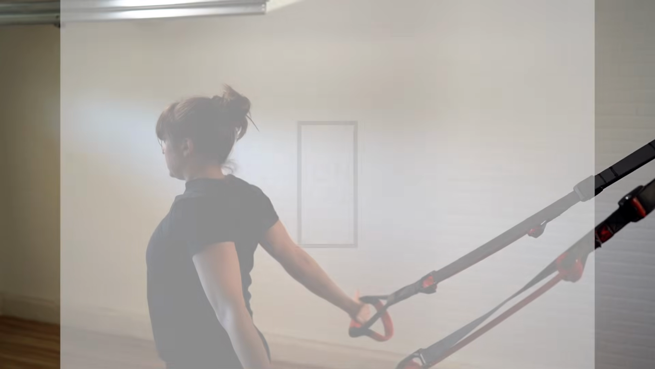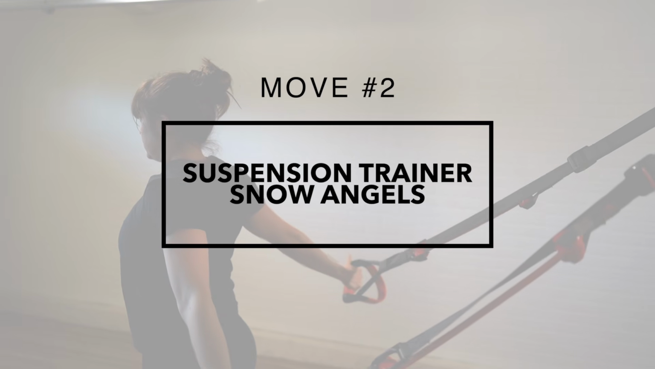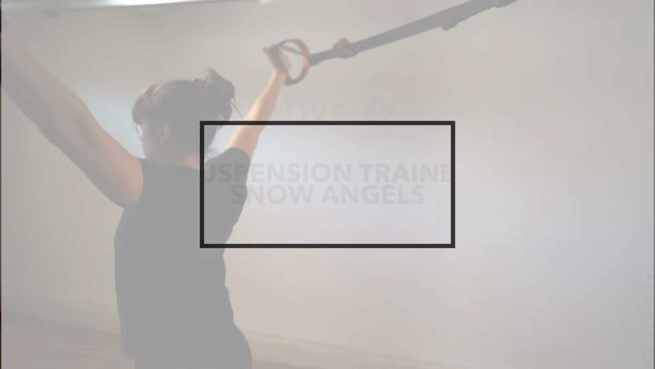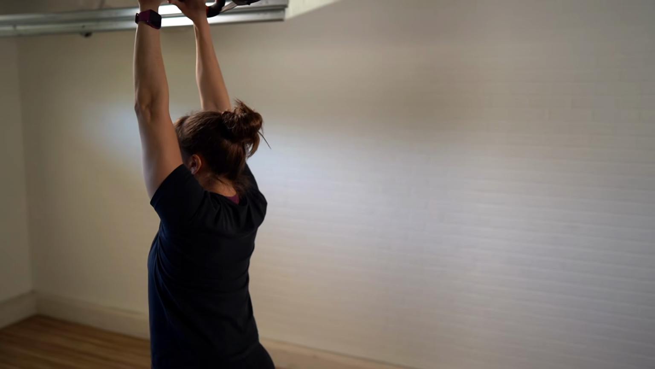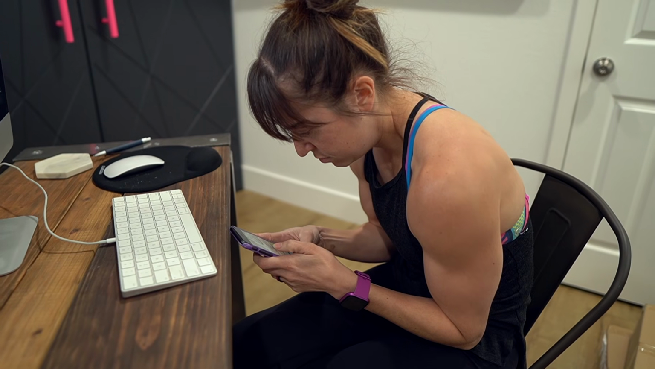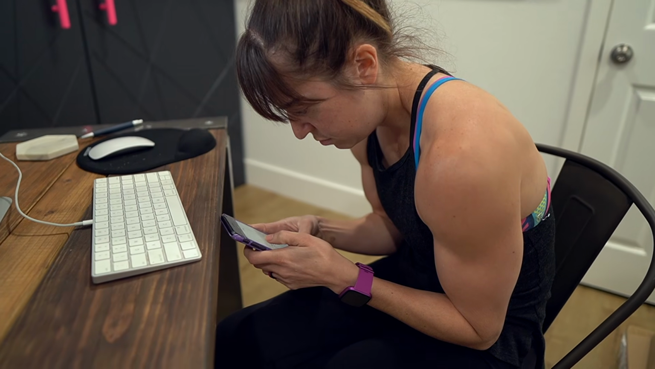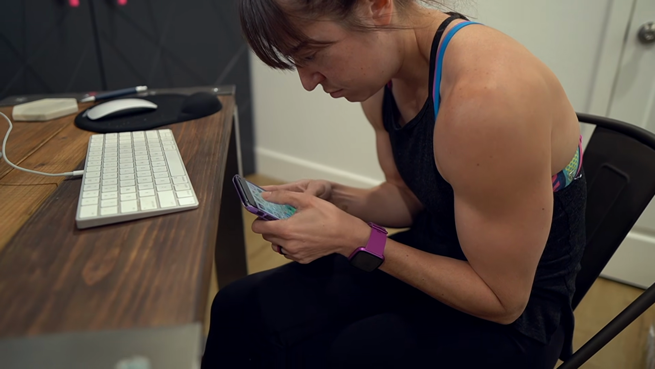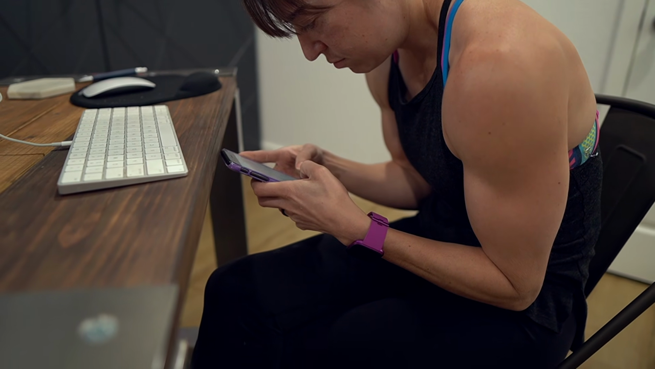The second move you want to include is a stretch to open up your chest as well as even mobilize your shoulders and shoulder blades. The suspension trainer snow angel is a great move to include, especially before your workout. While we often feel like our upper back becomes tight from sitting hunched over, we can't ignore that this posture puts our pec muscles in a perpetually shortened state.